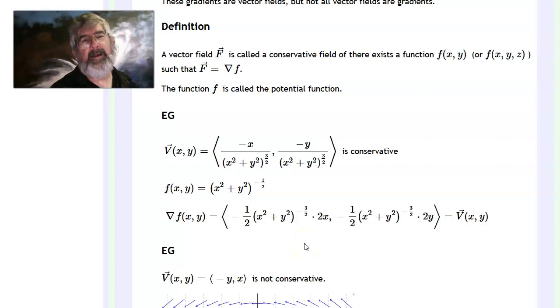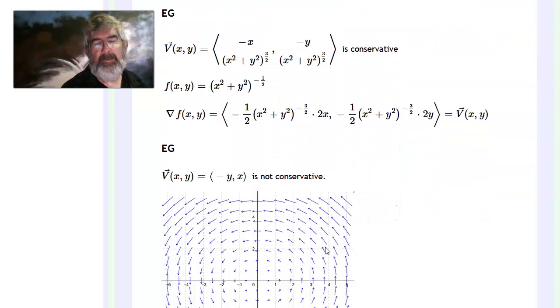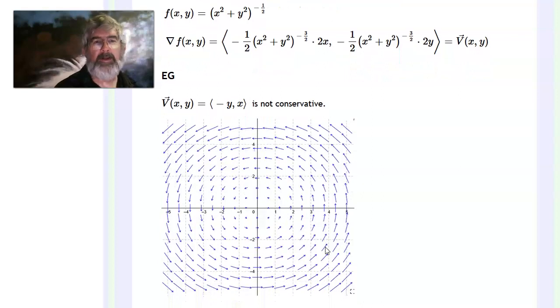So anywhere except the origin, this is conservative. Okay. Here's an example that is not conservative. And you might ask, how do I know it's not conservative? Well, that's what we're going to take a look at next.